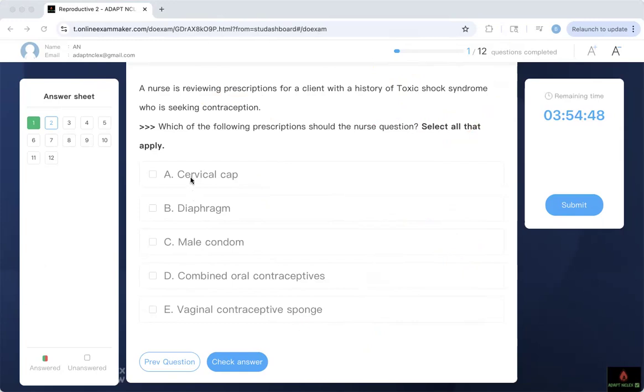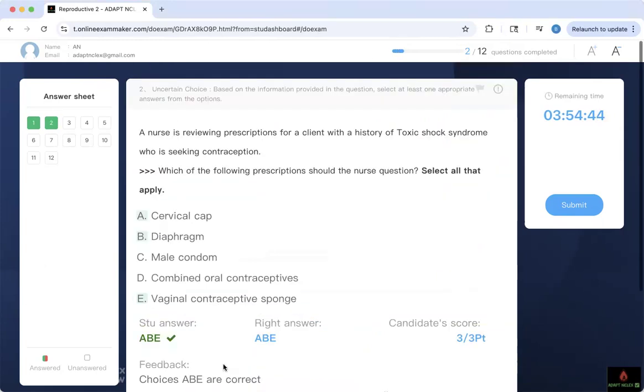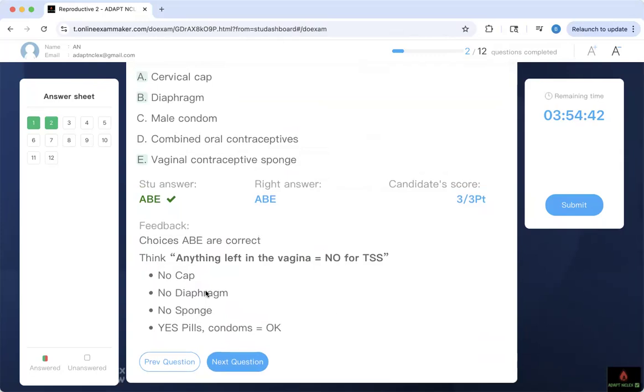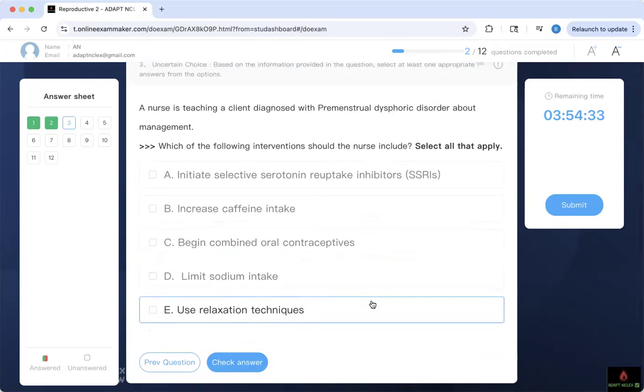That is all you need to know: if you can leave something in the vagina, then it's going to cause toxic shock syndrome. And this is the key word. Anything left in the vagina, say no to toxic shock syndrome. That's the key word.